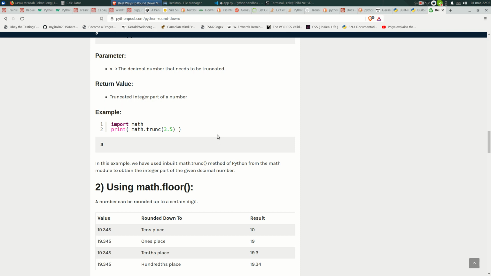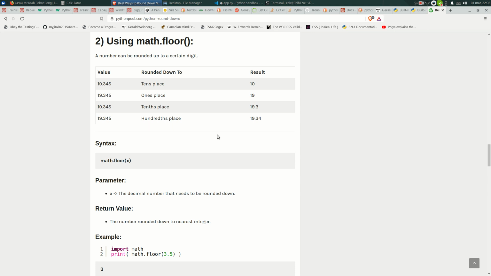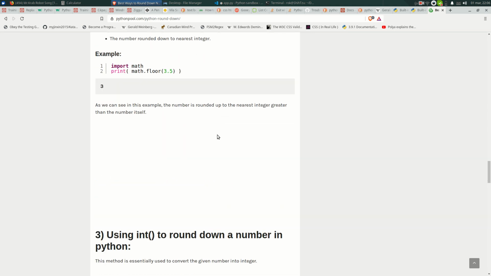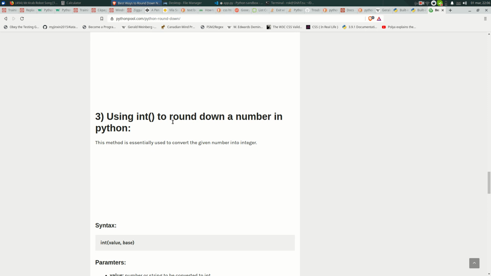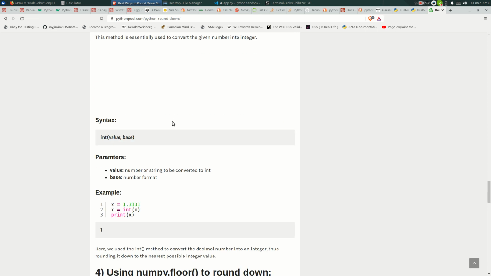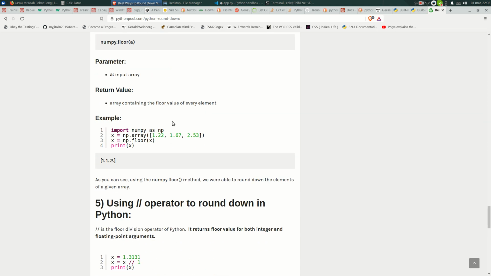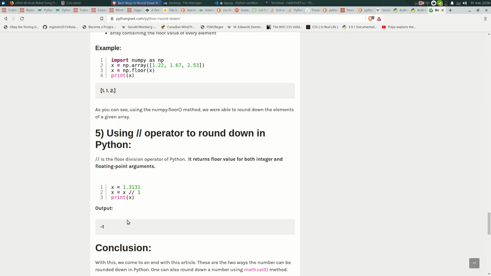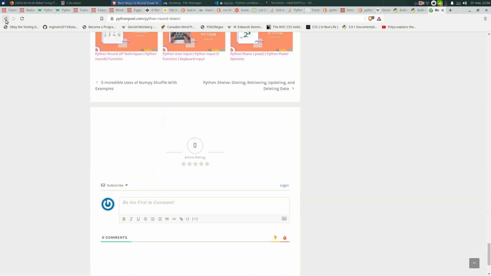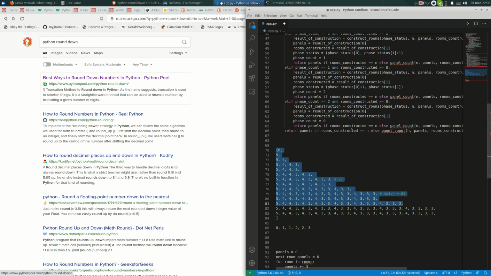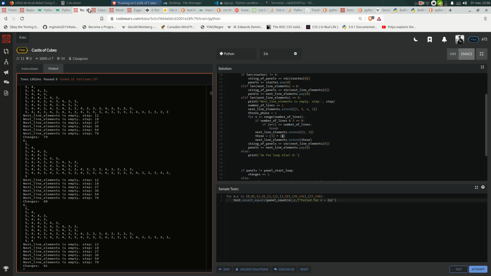Also use floor, certain digit with math. We can use math floor int. What? Yeah, this does not work for that one. Damn, man. Like, how do we then decide? How do we then decide, you know? How do we decide?